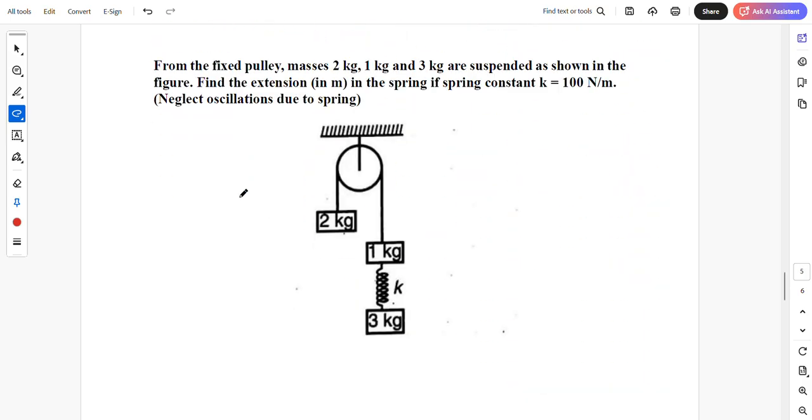Now let us go to the next problem. These are the three masses. These two masses are connected by a spring. This is spring, and this is string.